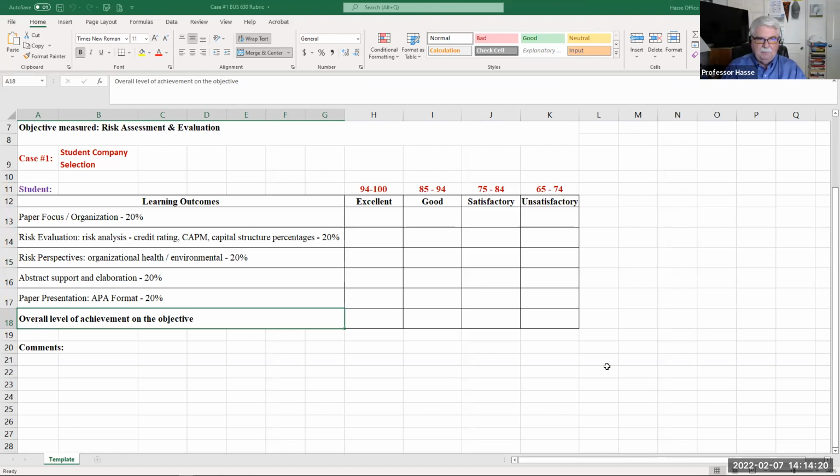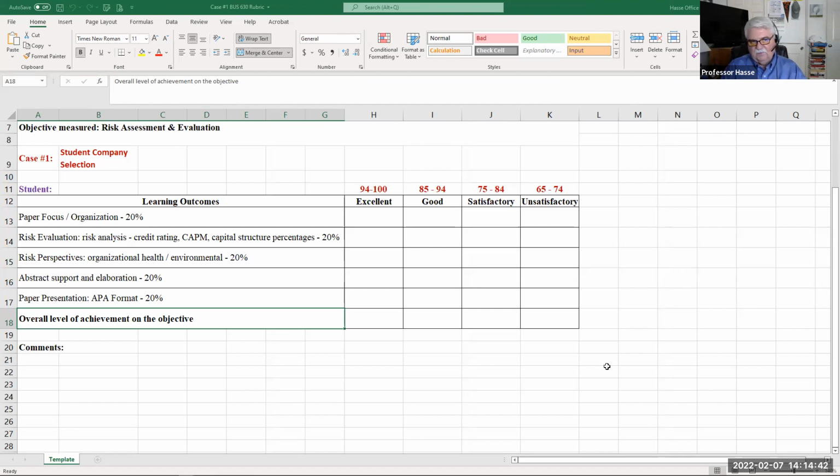20% will be on the paper's focus and organization. Are you answering the questions and organizing your answers appropriately to what is told to you in the case study? The risk evaluation, how you do your risk analysis. Do you find the credit rating? Do you calculate the capital asset pricing required rate of return? Do you give me the capital structure percentages?